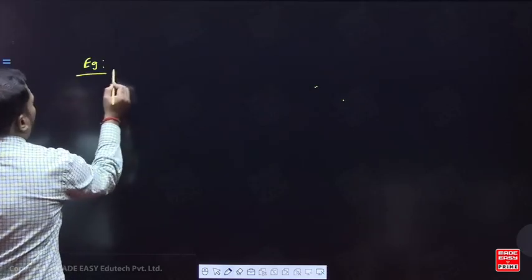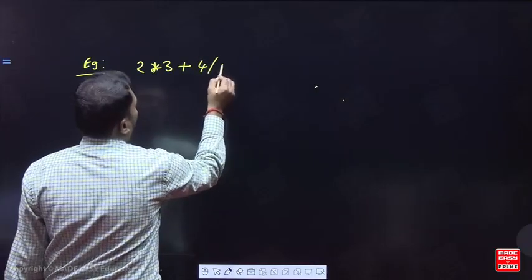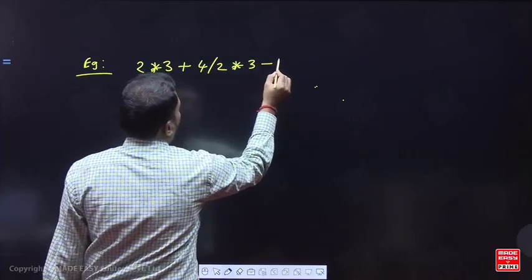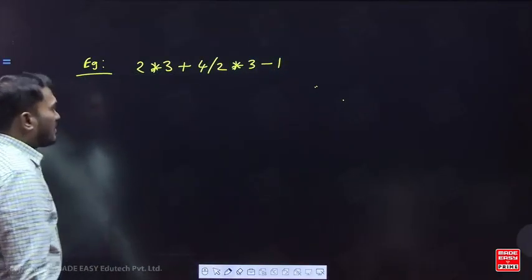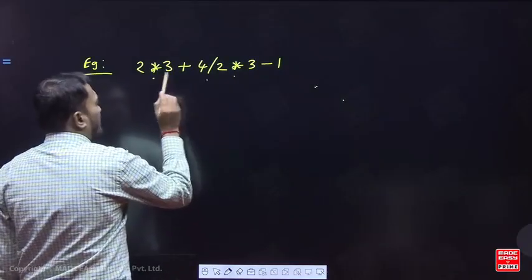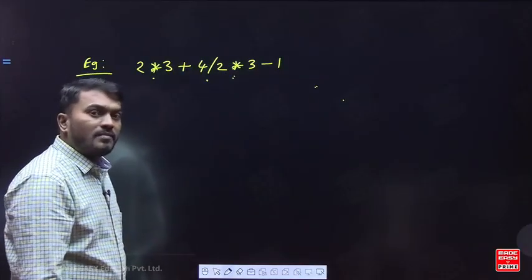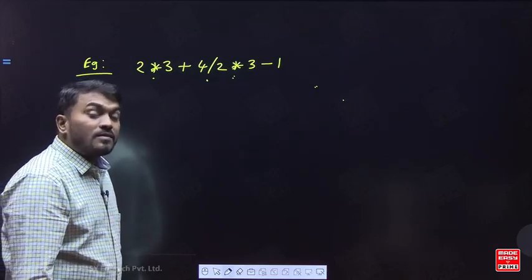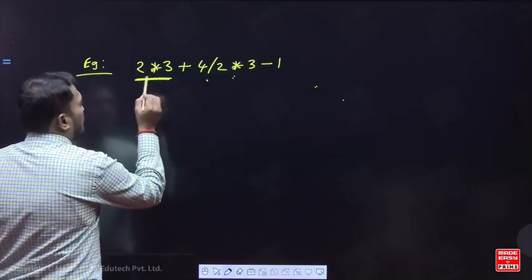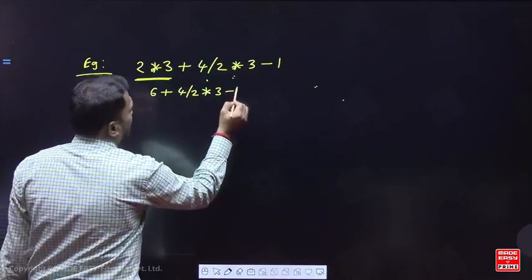So let's take a simple example. Let us say you have 2 multiply with the bracket 3 plus 4 divided by 2, multiply with the bracket 3 minus 1. Here there is a multiplication, a division, and a multiplication. All are having the same precedence, and associativity is left to right. So first we evaluate 2 multiply with 3, that is 6. So 6 plus 4 divided by 2, multiply with 3 minus 1.